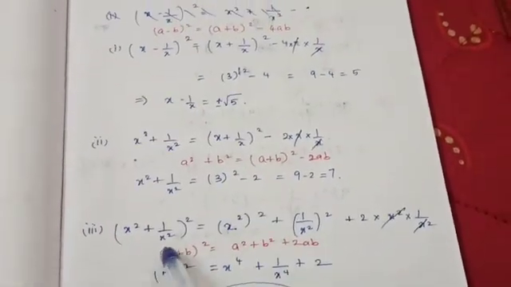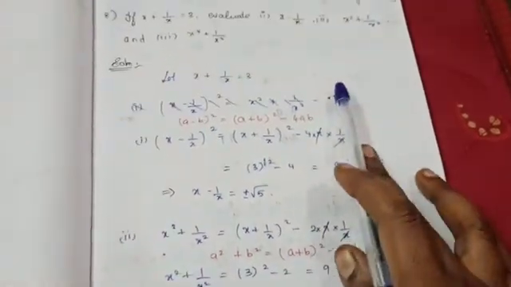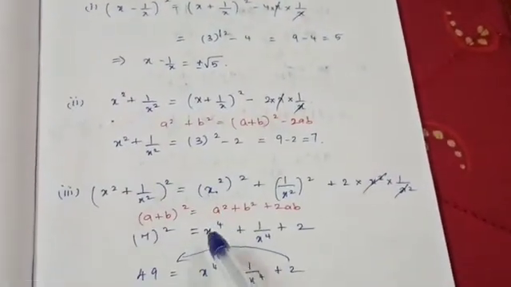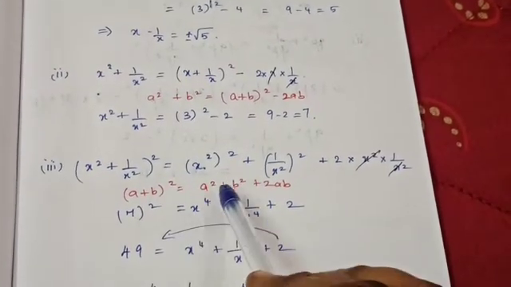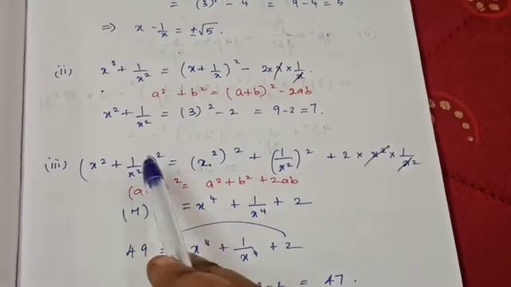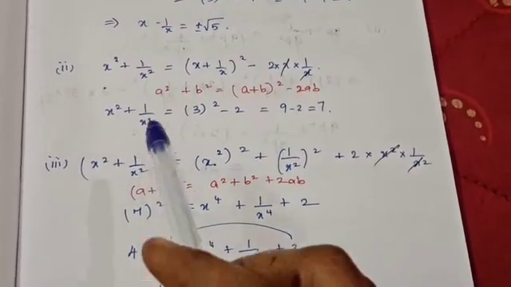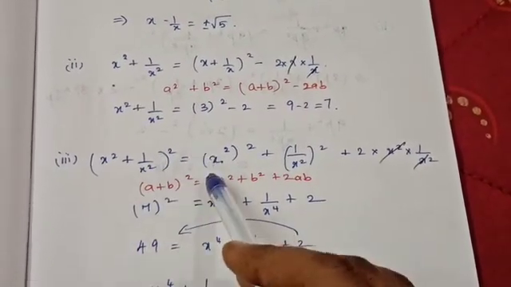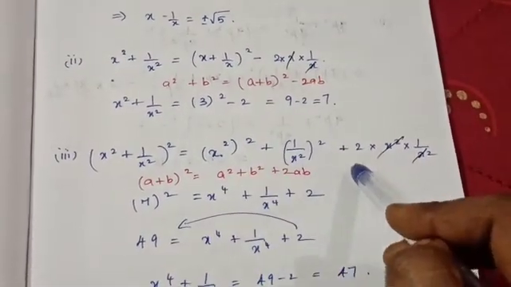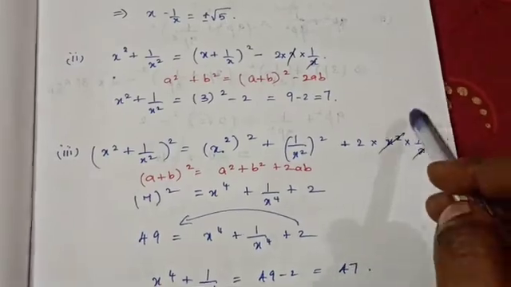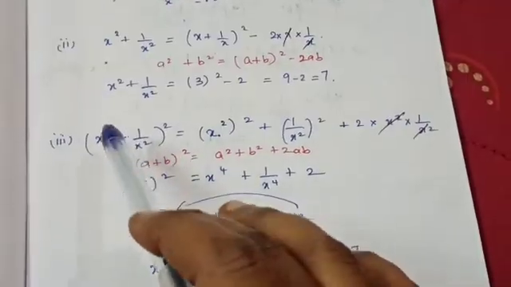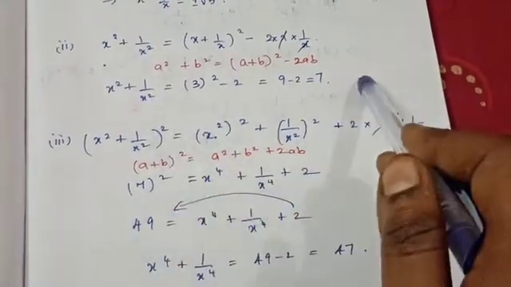The next one, x square plus 1 by x square, you want to find x power 4 plus 1 by x power 4. Using the formula a plus b the whole square is equal to a square plus b square plus 2ab, you will take a as x square, b as 1 by x square. So x square plus 1 by x square the whole square is equal to x square of square plus 1 by x square the whole square plus 2 into x square into 1 by x square. X square cancels. So x square plus 1 by x square, we already know the value is 7.